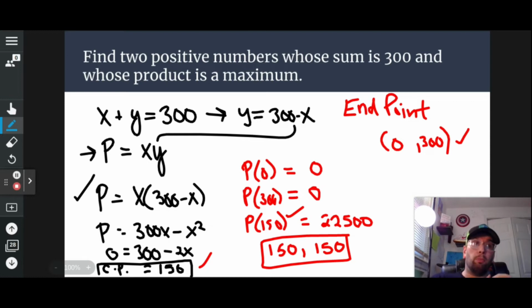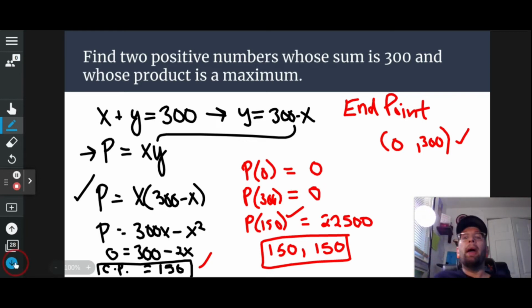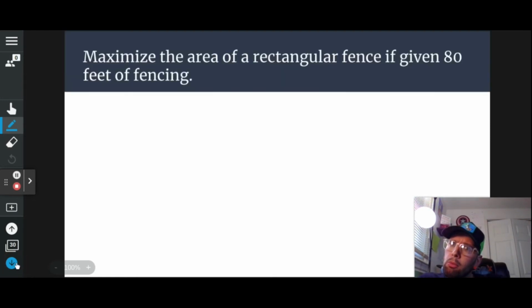Which, if my hopes and dreams are coming true, is going to nicely bleed into the next problem. And I was wrong. Although, let's do this one first, and then we'll go back to the barn problems. So this is going to bleed very nicely into the fenced-in area problems, which follow the same exact rules.